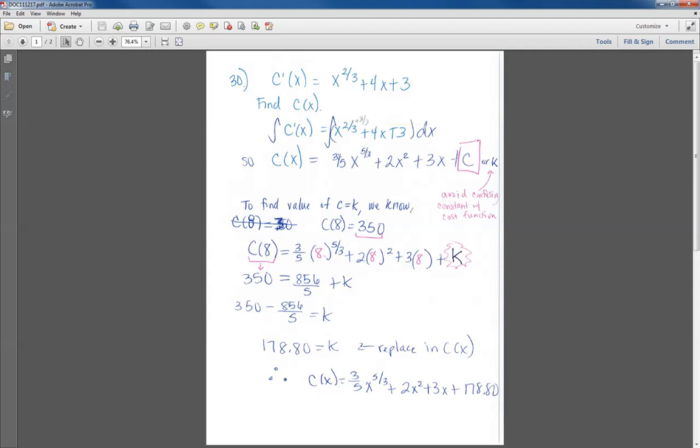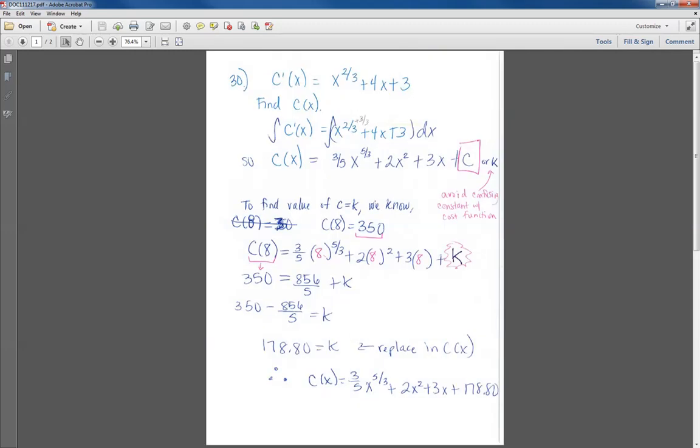Well, that's the same thing as 3/5 here in the coefficient times x to the 5/3 plus 2x squared plus 3x, and then since this is an indefinite integral, we have to add our constant. And we typically use the constant representation c, but because we were talking about a cost function, I went ahead and called it k, so I'm going to avoid confusion with the cost function. I'll call that constant k.